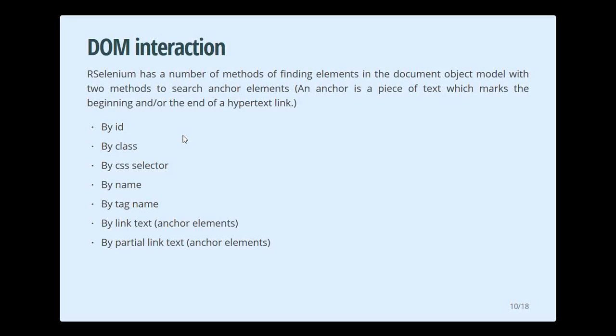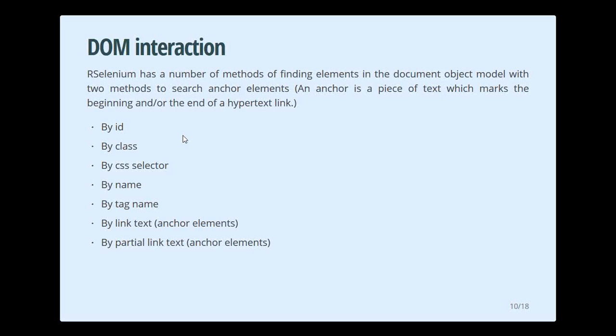So what particular options do we have when we're searching for elements? We can search by ID, by class, by what's known as CSS selector. If you have used the jQuery library from JavaScript, you'll know the power of CSS selectors. There's also a very nice R package called SelectR, which allows you to use CSS selectors as well. You can search by name, by tag name. So the anchor text has an A tag. Speaking of anchor text, you can search anchors by link text and by partial link text.